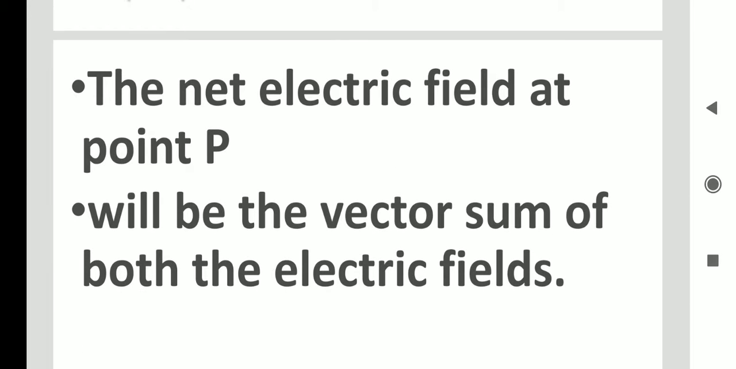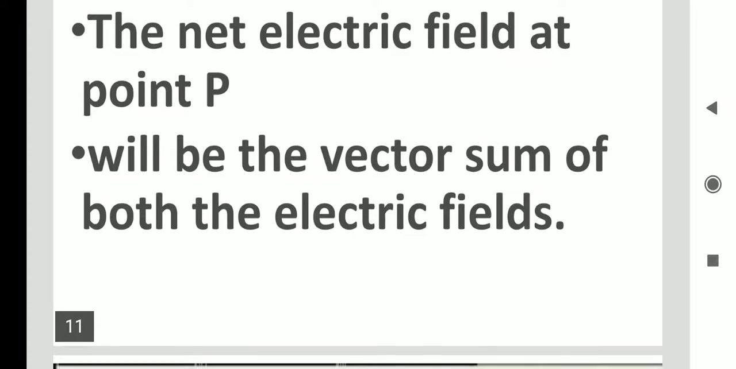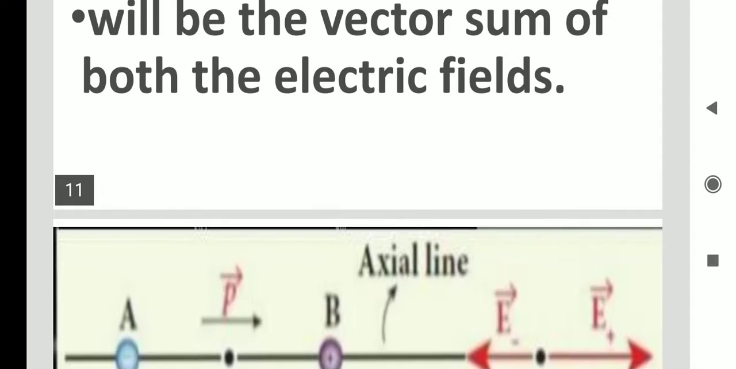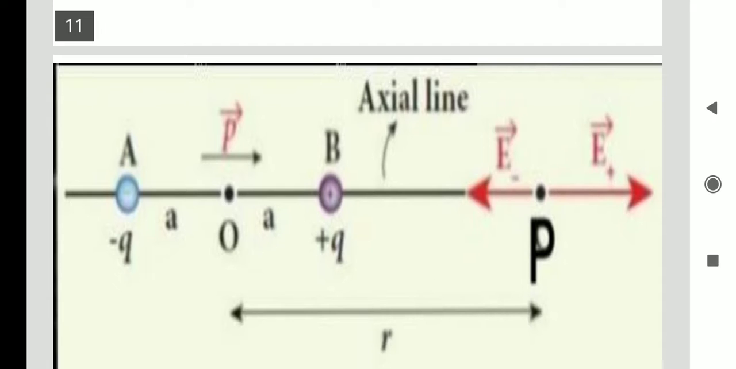Therefore, from the superposition concept, the net electric field at a point P will be the vector sum of both the electric fields. So this is about the axial line characteristics where the point is P, with a positive charge and a negative charge.